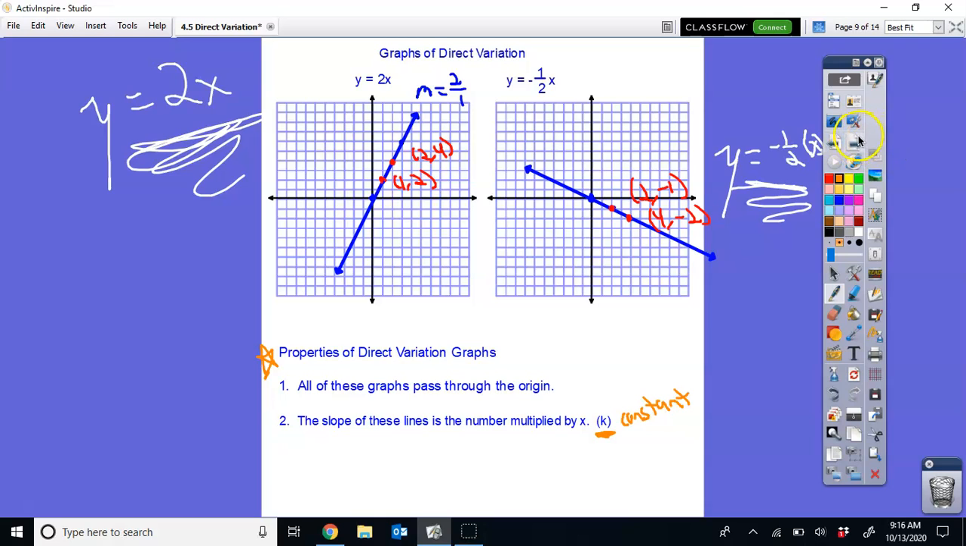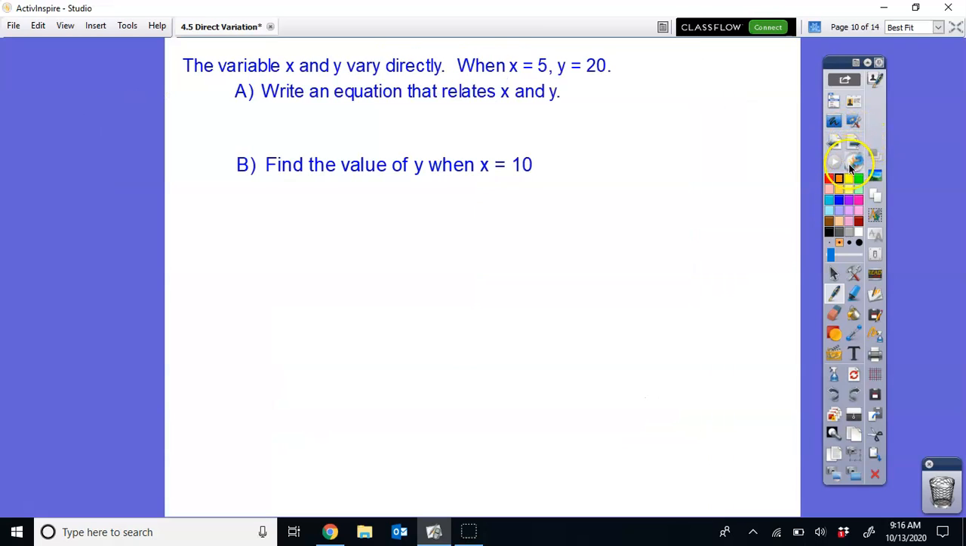So the final thing that we're going to do with these is be able to actually come up with the equation if we know there is direct variation, because that's what we've been doing in this chapter, writing the equation. So we're going to take a look at this sentence. It says the variables x and y vary directly. When x equals 5, y equals 20. I'm going to show you a long method first. First of all, we know if we need to write the equation, we need the m and we need the b. The problem is we already know the b is 0, but the m is not given to me because I don't have slope anywhere in the sentence. So that means I've got to find the slope.